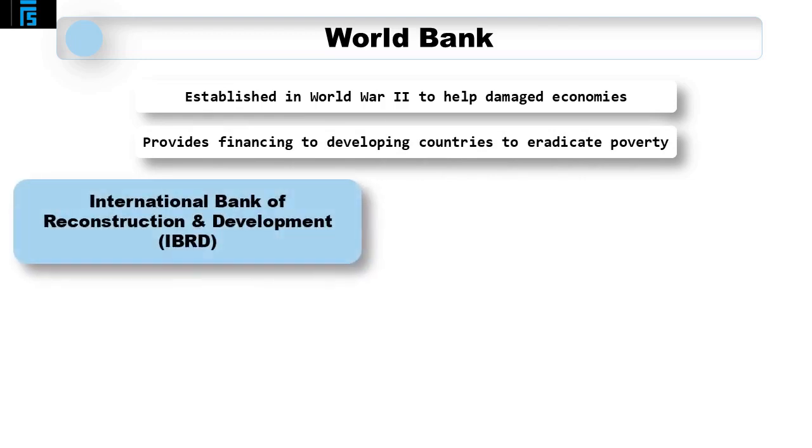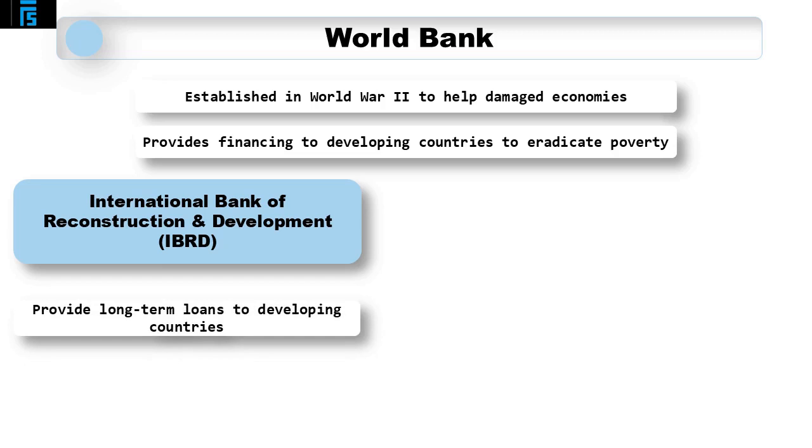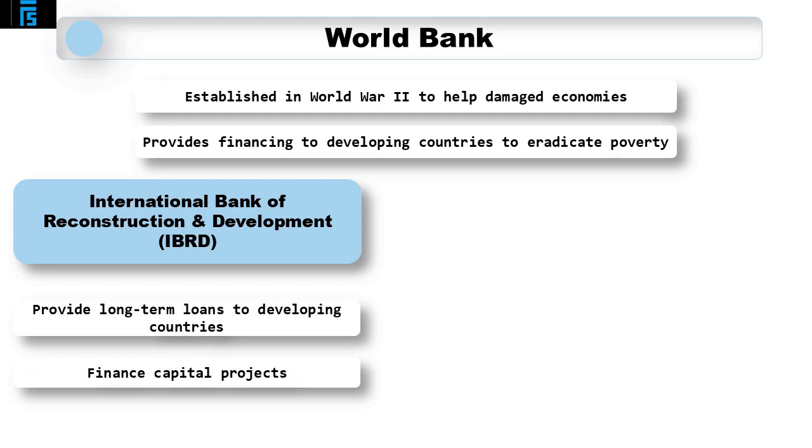The first of these is the International Bank for Reconstruction and Development, and its primary function is the granting of long-term loans to underdeveloped countries to finance capital projects. That is, projects aimed at improving infrastructure. It should be noted that the loans are granted at commercial rates.